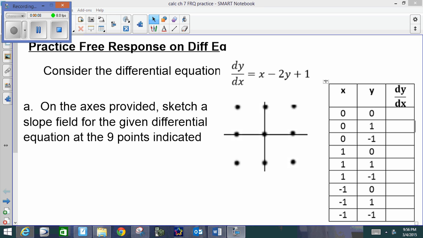Okay, so I was looking for some practice on differential equations. I found some good ones. I thought I'd work through most of one with you, and then I'm going to give you a couple for practice. I don't think if I go through these that there'll be any big surprises, so it'll be good practice.